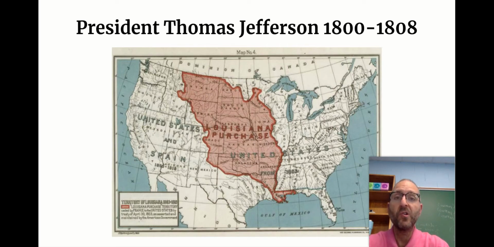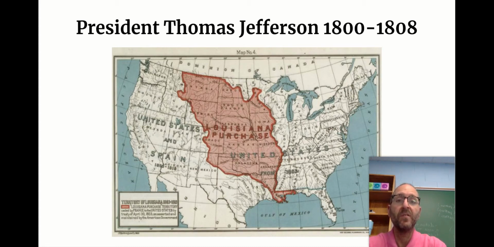But the major achievement of the Jefferson presidency was the purchase of Louisiana in 1803 from the French. However, there was controversy with this decision because the Constitution does not specifically say that the president is allowed to buy land. Now, it also doesn't say that he can't.